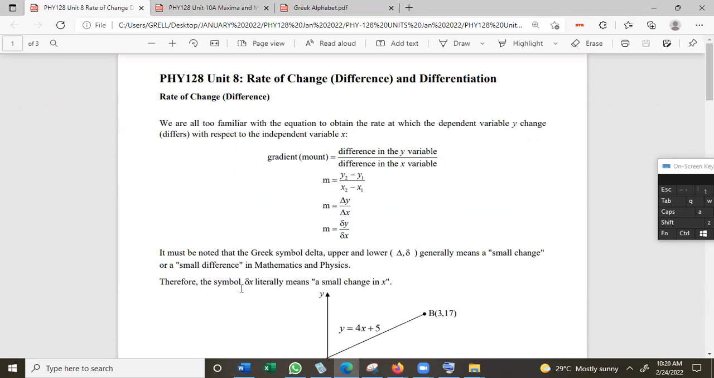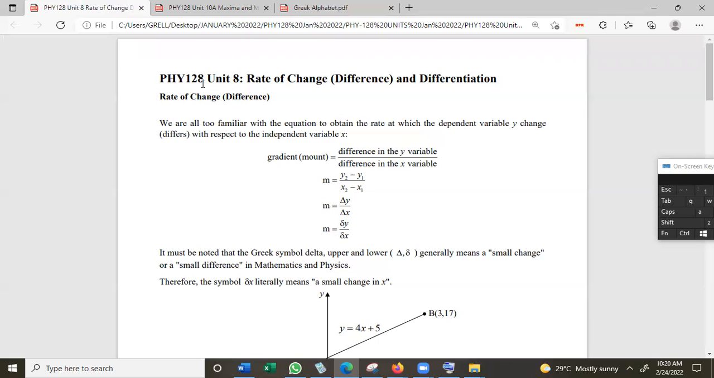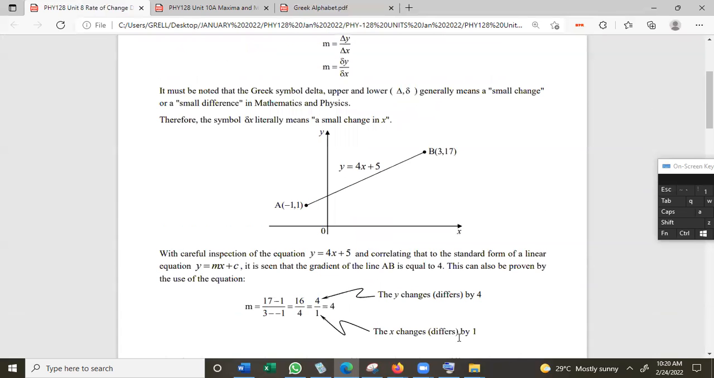Therefore, the symbol delta x literally means in words, a small change in x. So just like when you see this, you say eight, and when you see this, you say two, when you see this, you have to say a small change in x. So these two symbols stuck together like that, delta x, translated in words means a small change in x. Whenever you say delta x, you mean a small change in x.